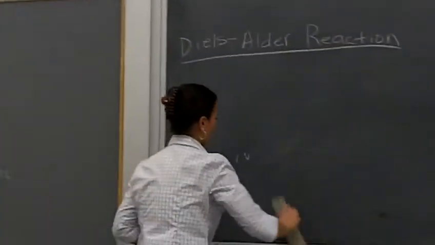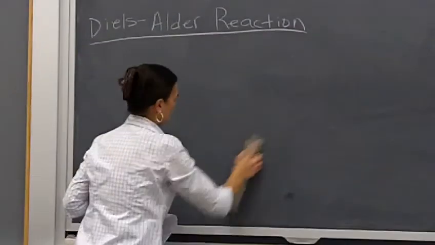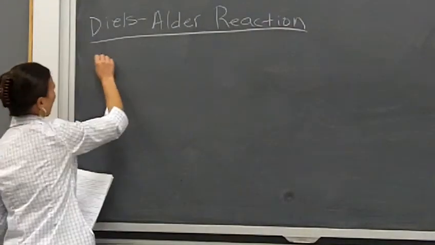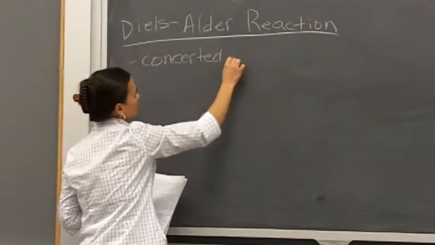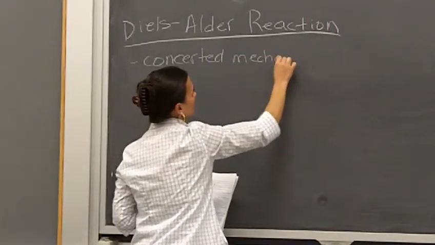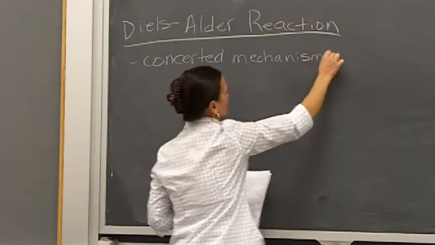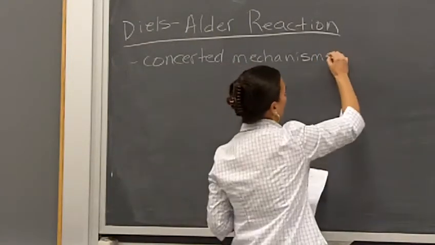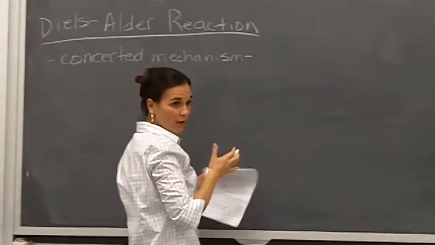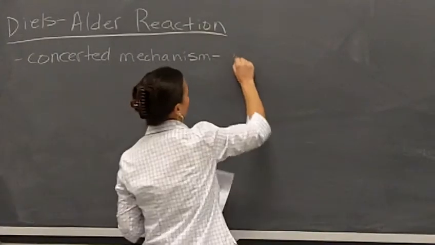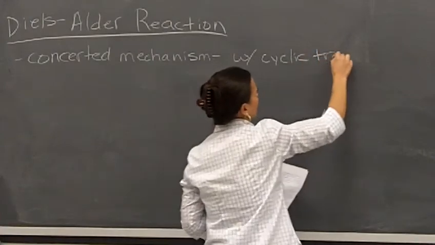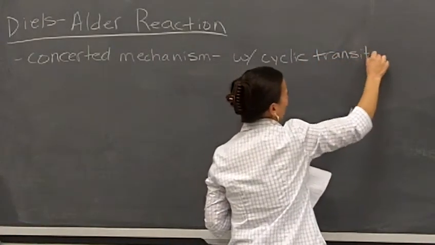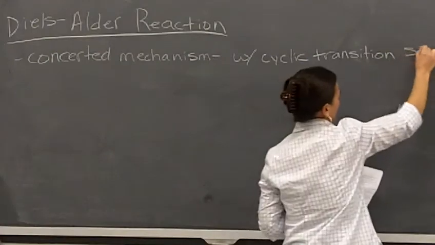So there are a couple things you need to know about it. There's a lot of adjectives that are used to describe it. First of all, it's a concerted mechanism. Concerted means it happens all in one step. We don't have an intermediate. It just has a cyclic transition state. I'm not going to go into a whole lot of that. You guys will see that in lecture.